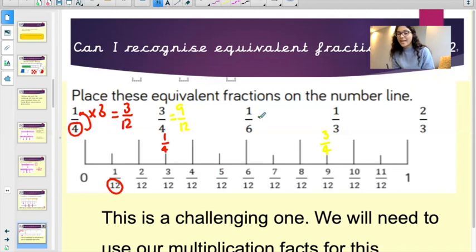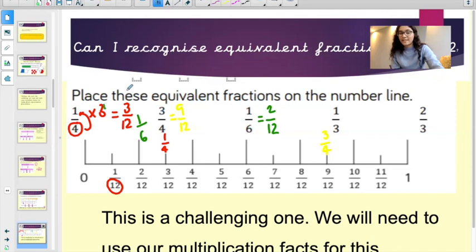1/6. How do I get from 6 to 12? What do I times 6 by to get to 12? 2. Because if you go through your 6 times tables, 6, 12. I've multiplied twice. So I multiplied the top number by 2 as well. So what's 1 times 2? 2. So this is the fraction I'm looking for on the number line, and I can see it here. So at the top here, I'm going to write 1/6.